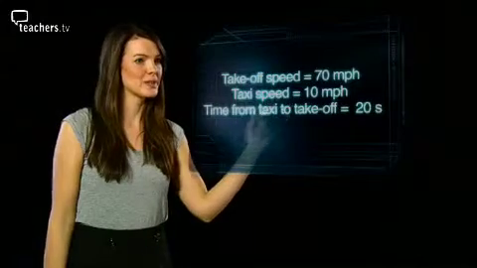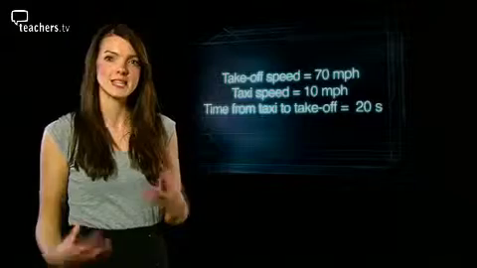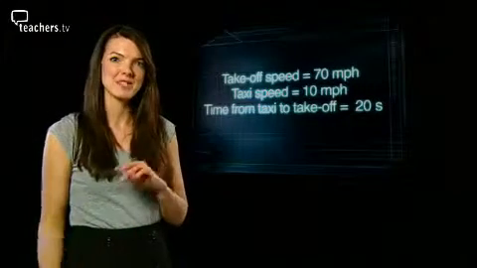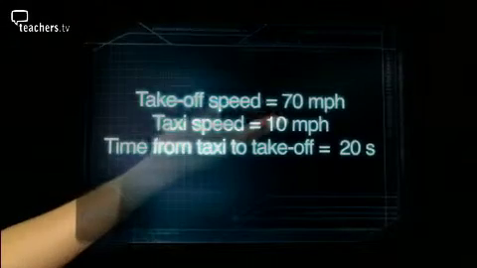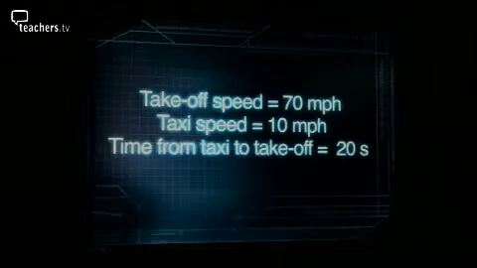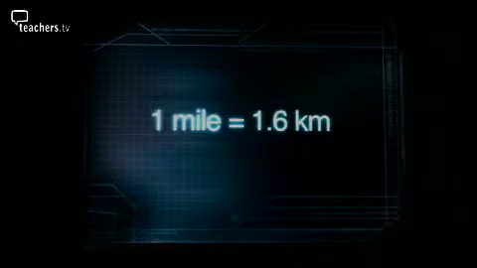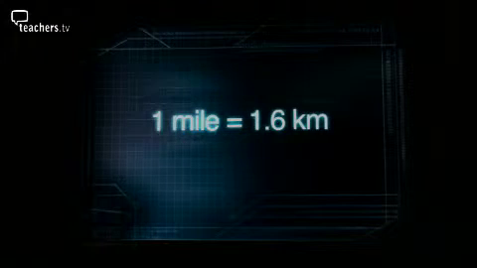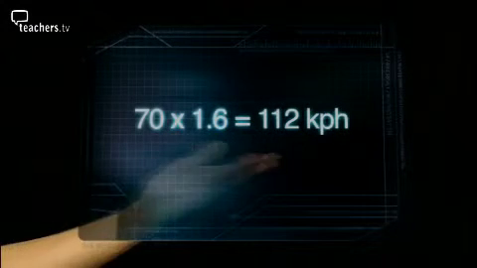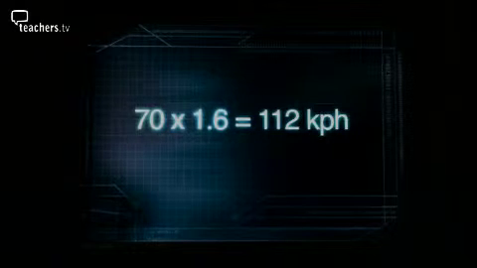So here are the figures from Dave. Now, first of all, I'm going to convert these values into meters and seconds, and that makes the numbers a little easier to work with. And here's how we do it. Let's convert 70 miles an hour using an approximate conversion of 1 mile equals 1.6 kilometers. So if we times by 1.6, that means we get kilometers per hour. So 70 times 1.6 gives us 112 kilometers per hour.